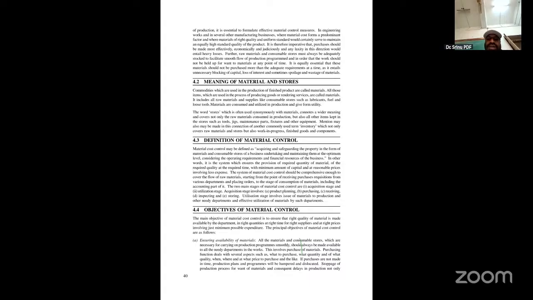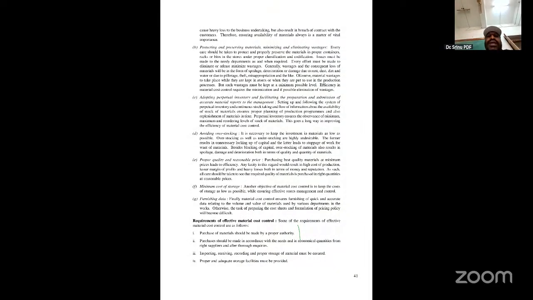So what are the objectives of material? Objective of material is ensuring availability of material. See, when you are producing something, compulsorily you need the material available. Next one is protecting and preserving material, minimizing and eliminating the wastage. It means whatever material you want to use, you can use, but at the same time you have to reduce the wastage. Without wastage, you should use the material.